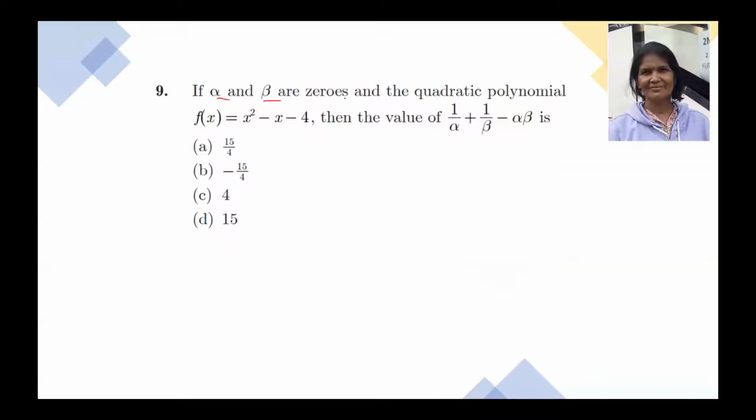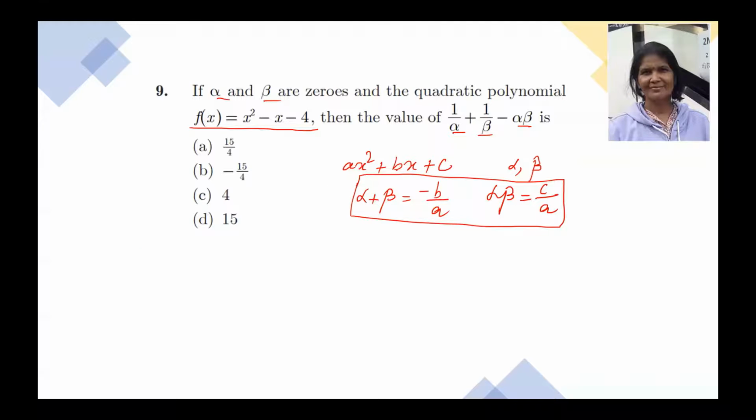If alpha and beta are zeros of the quadratic polynomial f(x) is equal to x square minus x minus 4, then the value of 1 by alpha plus 1 by beta minus alpha beta is what? So let us go for the concept. If ax square plus bx plus c is the polynomial, it is denoted by f(x), a function. Polynomial, we can write p(x), we can write f(x). This is a polynomial, and alpha and beta are zeros. We know that alpha plus beta is equal to minus b by a, and alpha into beta is equal to c by a. So for this particular question, no need of getting the roots separately.